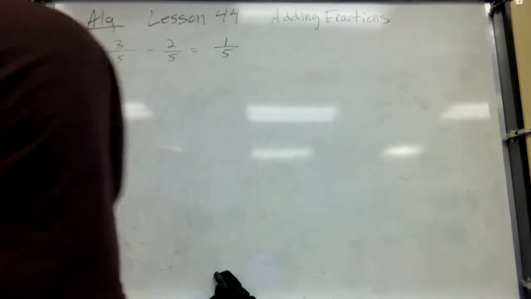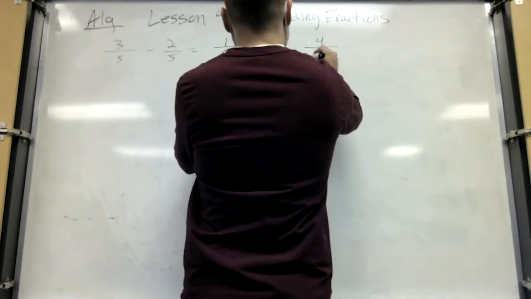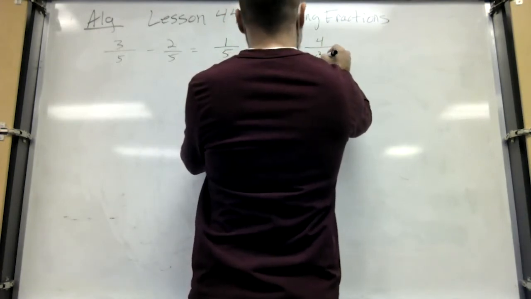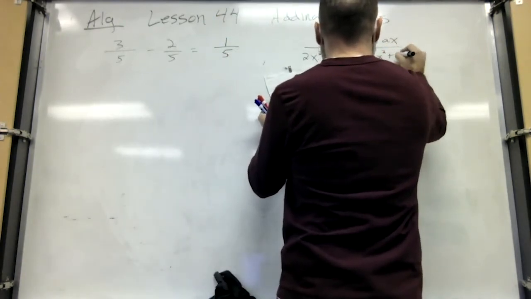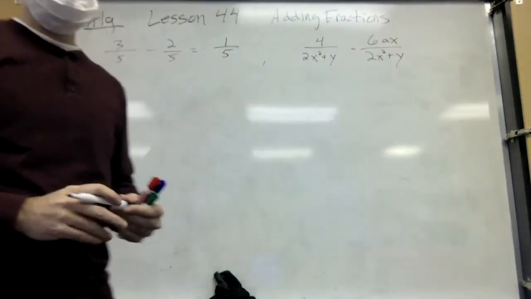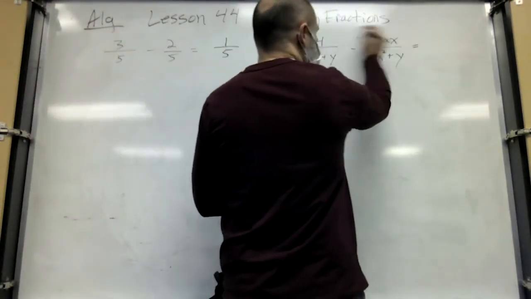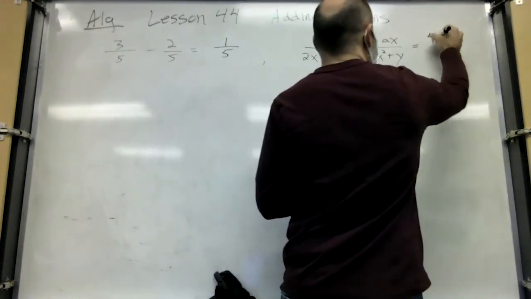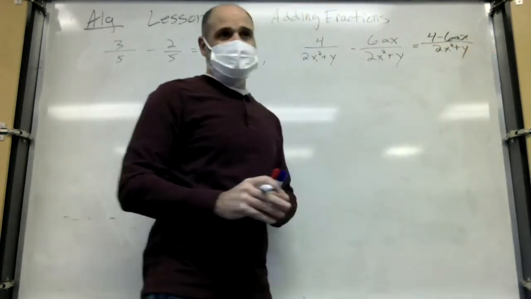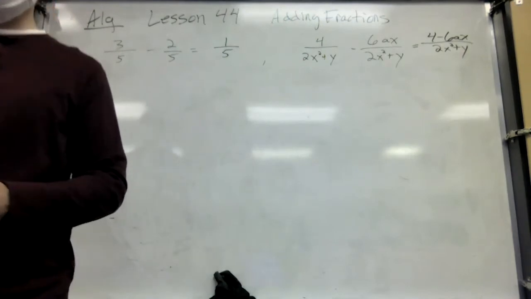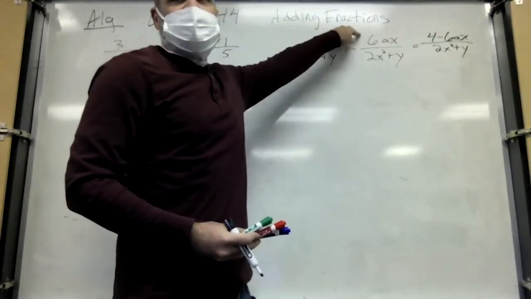Okay? So this works the same way with algebra. So look at this. What's 4 over complicated algebraic expression, minus 6ax over complicated algebraic expression. Well, you have common denominator, so what do you do? You just subtract the numerators. Now, can you combine those terms? No. So you just write it out. And that's the answer. Okay, so if you have the same denominator, then all you're doing most of the time is literally copying those things down.